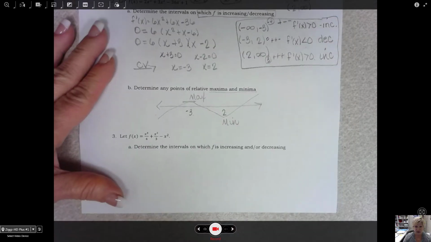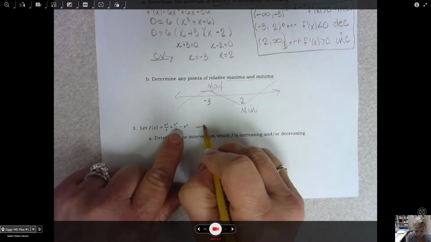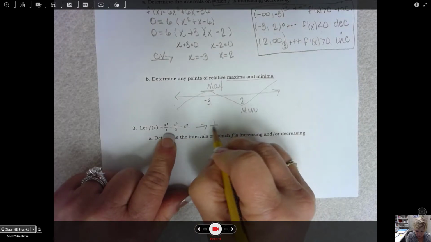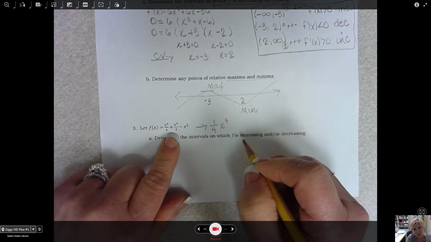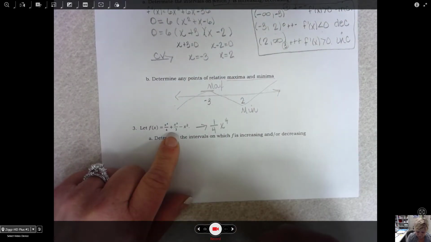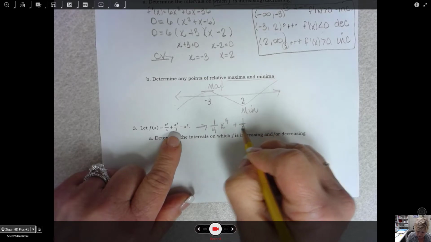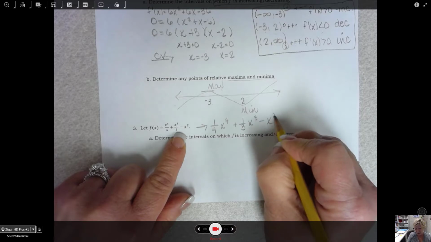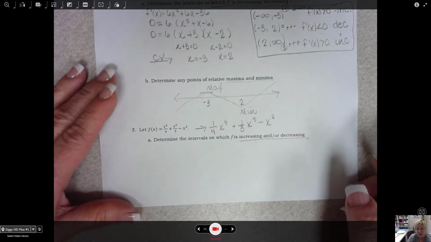All right, number 3, we worked this in class. The very first step that I did here was rewrite that according to my rules. I always rewrite. You don't have to, but I see it better because I'm visual. Plus 1/3 times x cubed minus x squared. I'm determining where the function is increasing or decreasing.